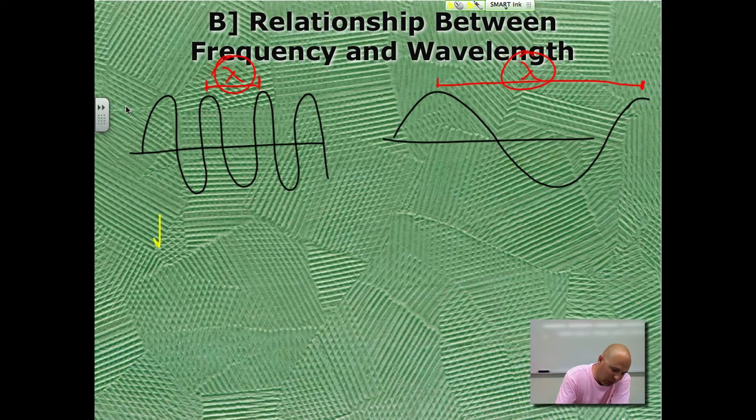So the shorter the wavelength, the higher the frequency. And again, the longer the wavelength, the lower the frequency. And again, it just makes sense. If you have waves that are going to be that much more compressed, the wavelengths are shorter, then they're going to oscillate up and down.